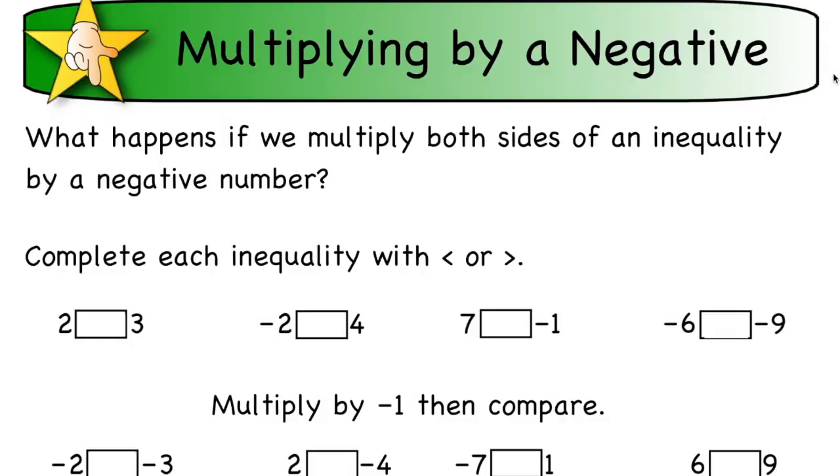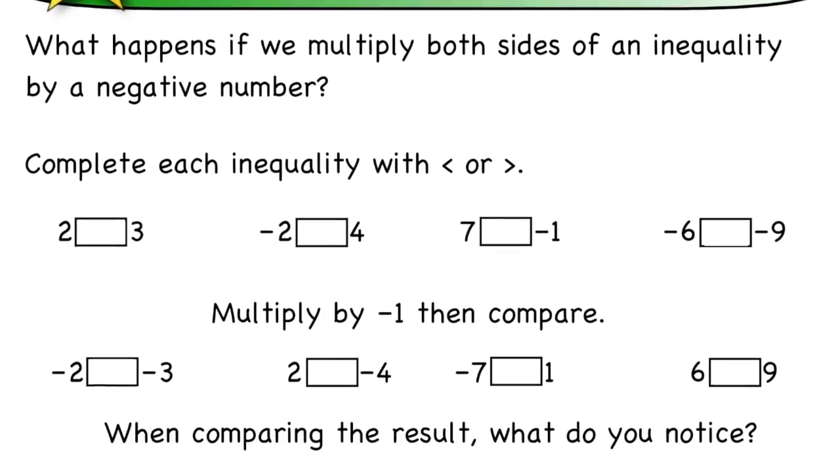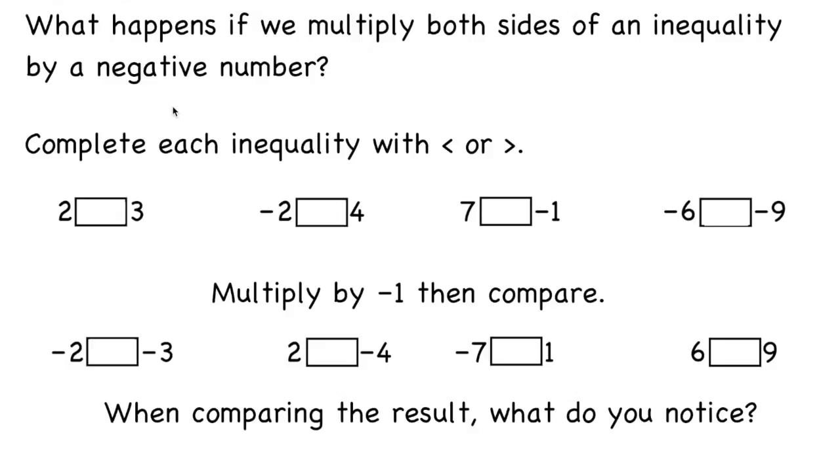All right, so what happens when we multiply by a negative number? This is kind of an interesting thing. If we take both sides of an inequality and multiply by a negative number, let's just see what happens. Our directions say complete each inequality with less than or greater than. Well, when we look at 2 and 3, 2 is less than 3, so that's a less than. Negative 2 and 4, negative 2 is smaller, so that's a less than. 7 and negative 1, 7 is bigger than negative 1. And then negative 6 and negative 9. Negative 6 is bigger, right? It's less negative, so that one is greater than negative 9.